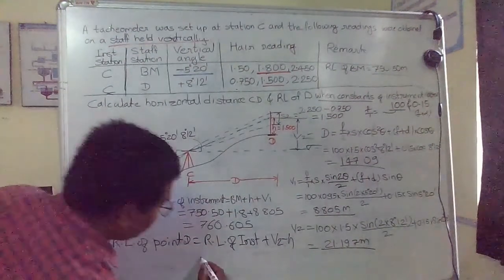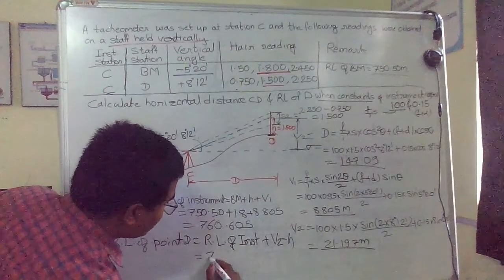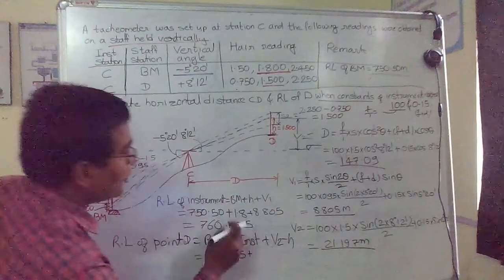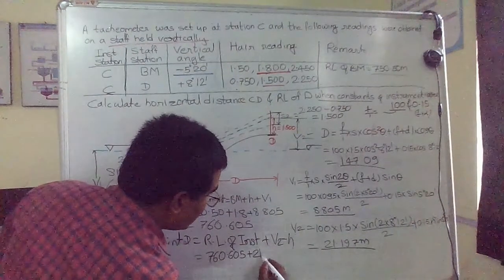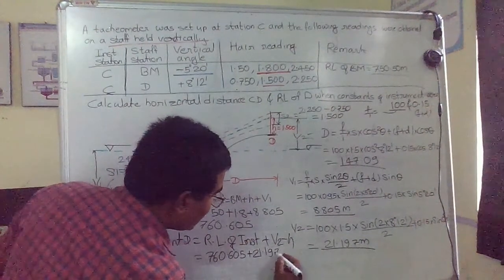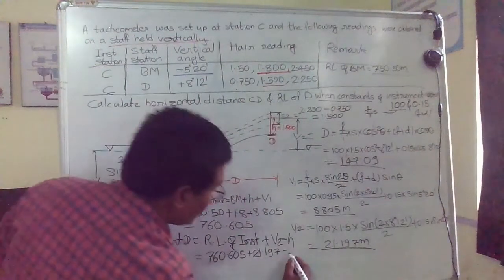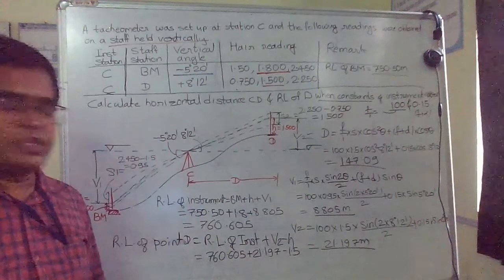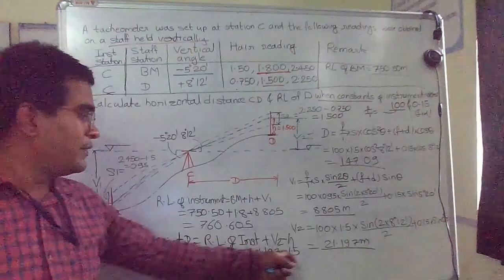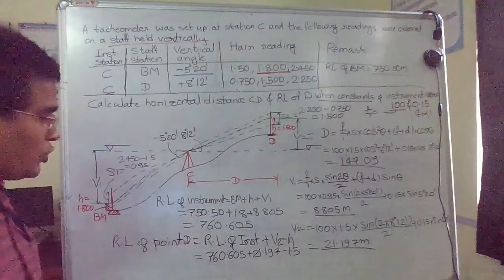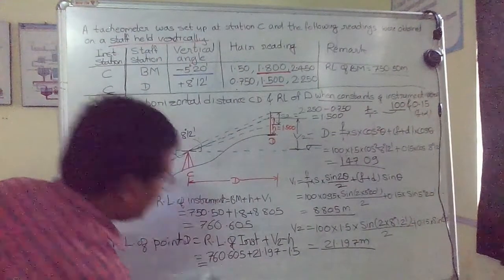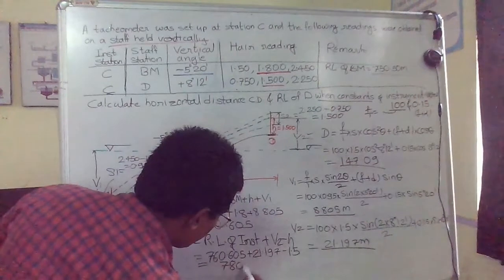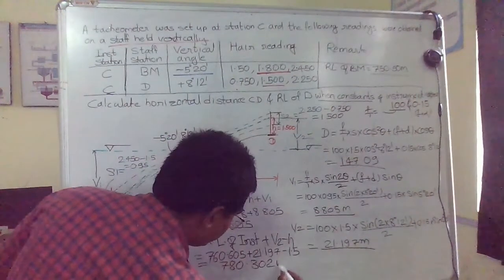Okay. So here what is the RL of instrument axis? 760.605 plus what is the value of V2? V2 is 21.197 minus H. What is the value of H? Minus 1.5. Value of H is 1.5. 760.605 plus 21.197 minus 1.5. So here we get the RL of point D as 780.302 meter.